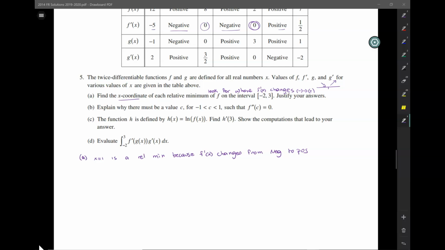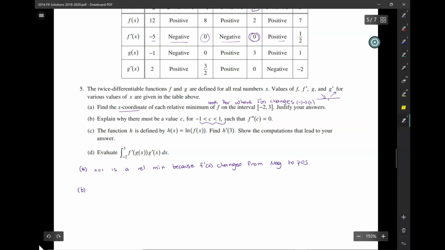Part B says, explain why there must be a value c from -1 to 1 such that f double prime of c is equal to 0. They're very, very clever with this one. This is the mean value theorem in camouflage. They've camouflaged the mean value theorem. So what does the mean value theorem say? You have f, and there must be a value such that f prime is equal to this.